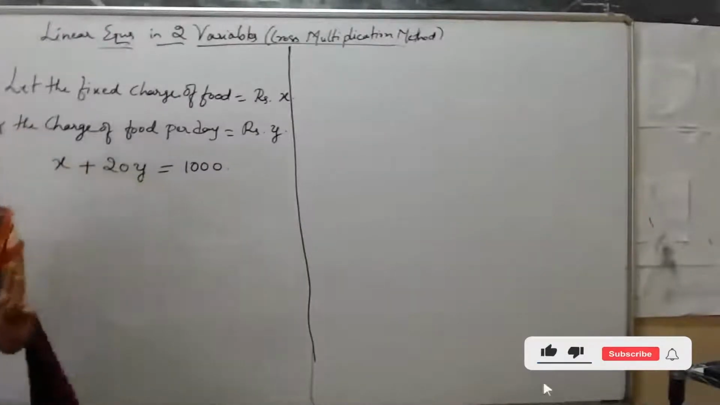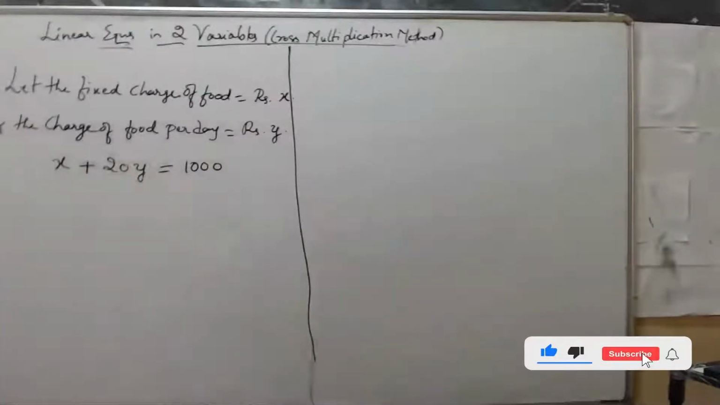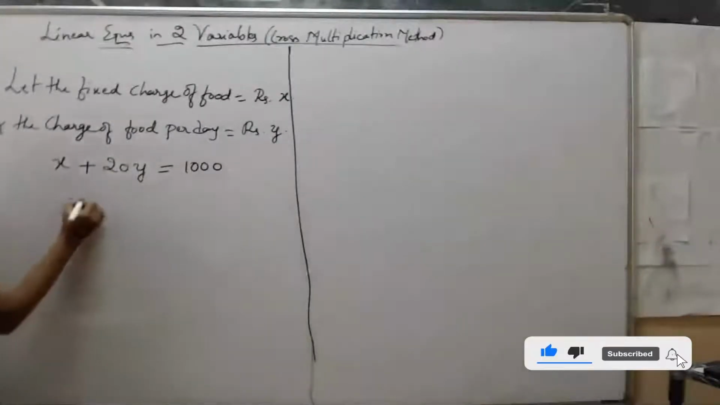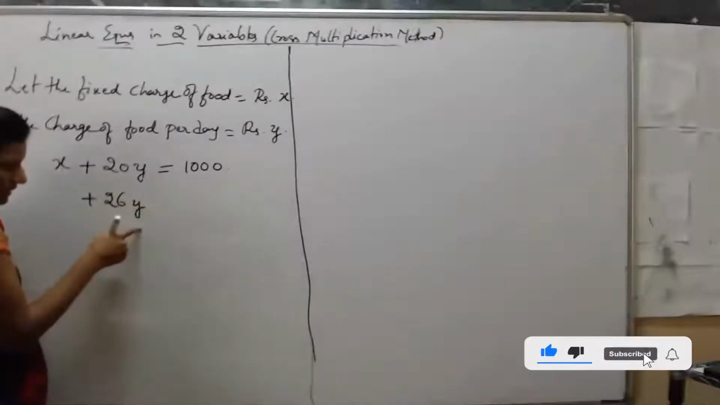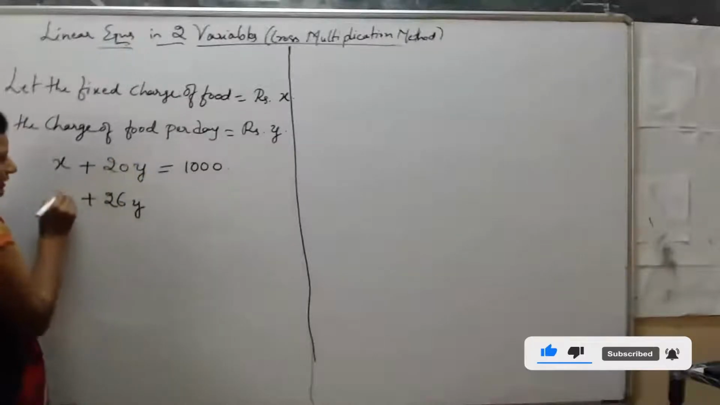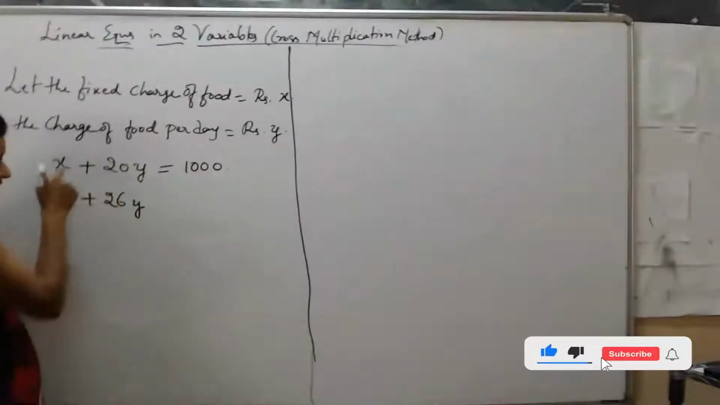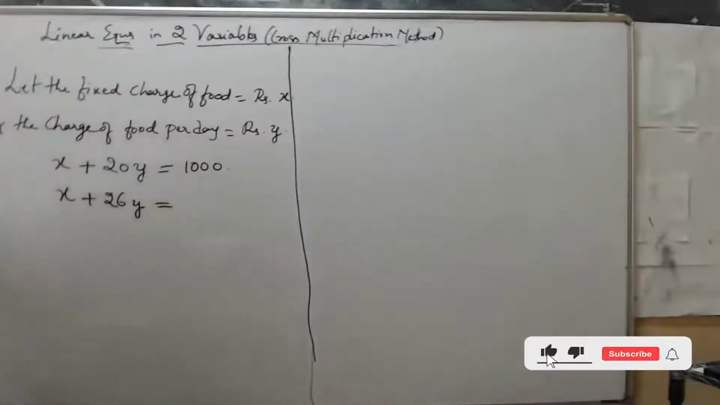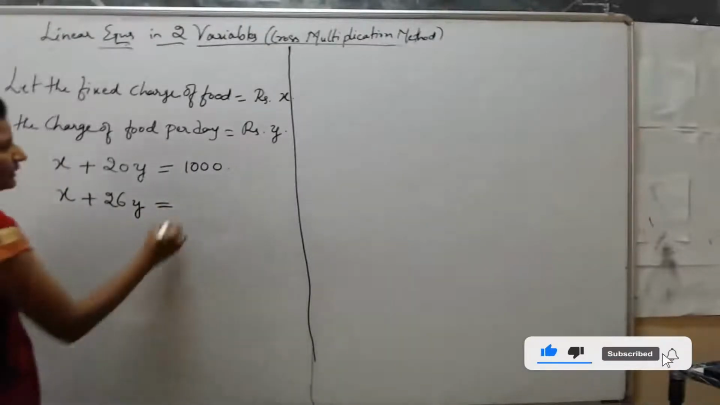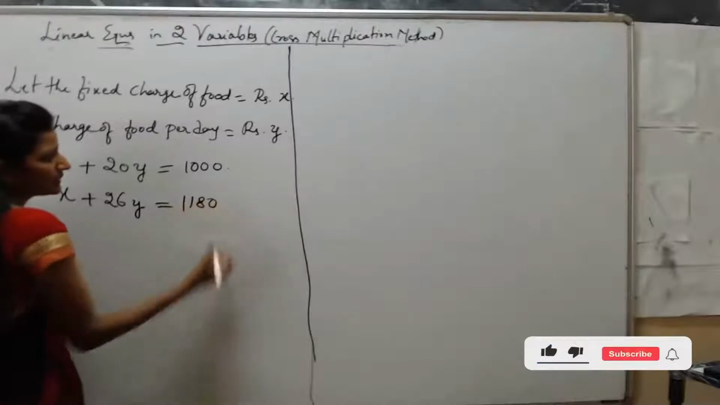Next, again, student B is spending 26 days in the hostel, extra 26 days in the hostel, and the fixed charge is x. This is fixed for both the students. How much is he paying? 1180 rupees.